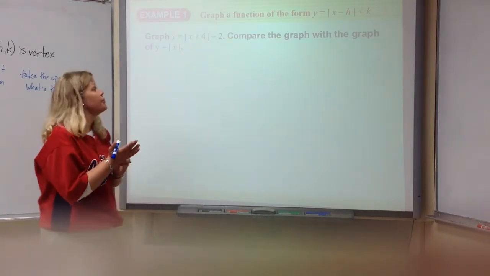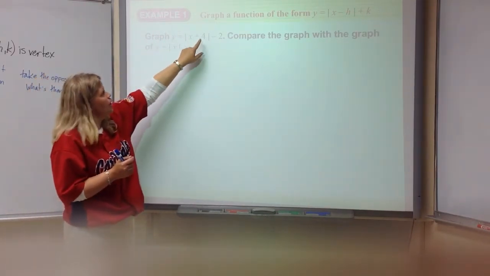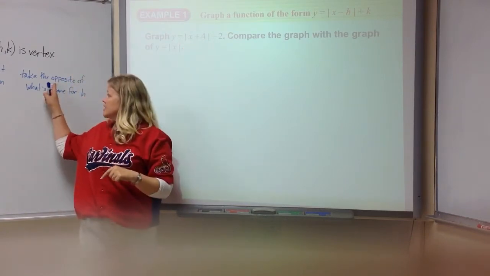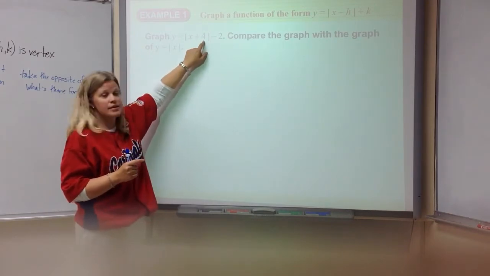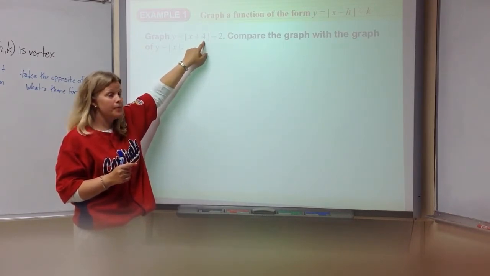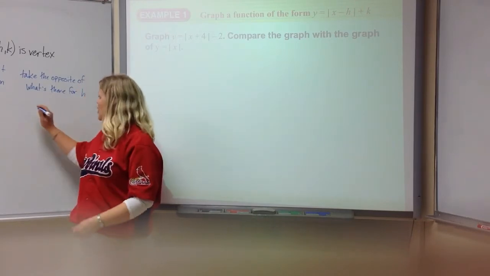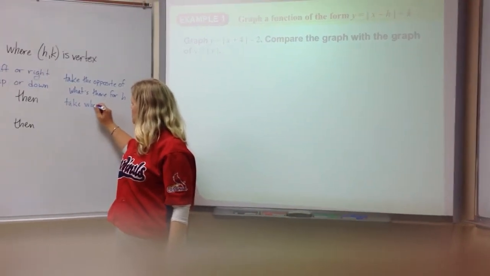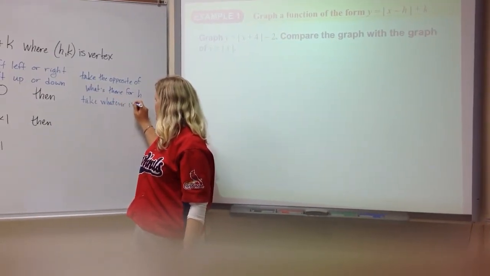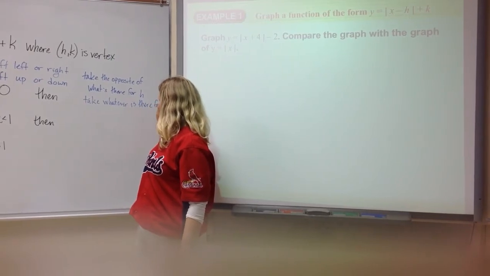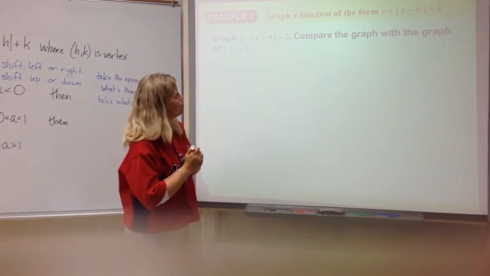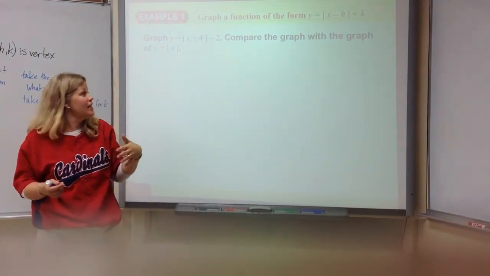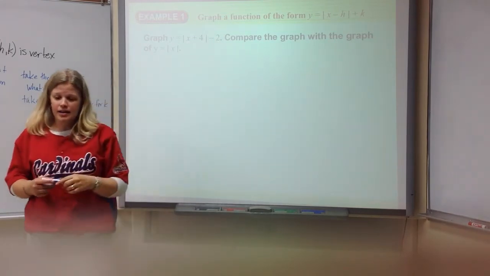Okay, you back? Good. Then we're going to talk about this. So, the h, we're supposed to take the opposite of what's there. So what's the opposite of positive 4? It's going to be negative 4. And then for k, take whatever is there. So, what's there? A negative 2. So I'm guessing the new vertex is going to be negative 4, negative 2.